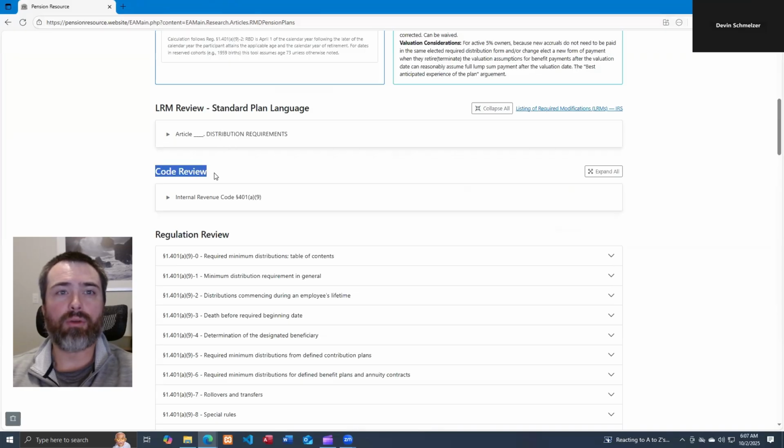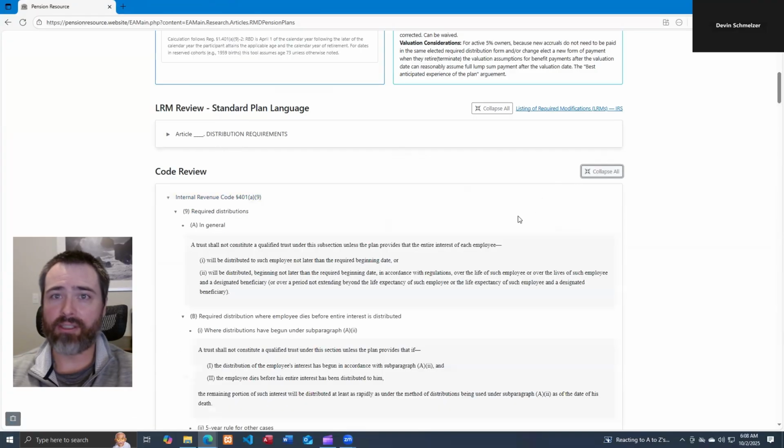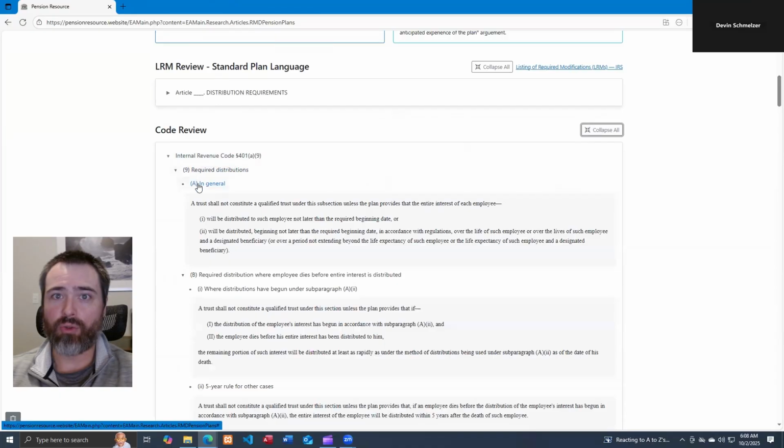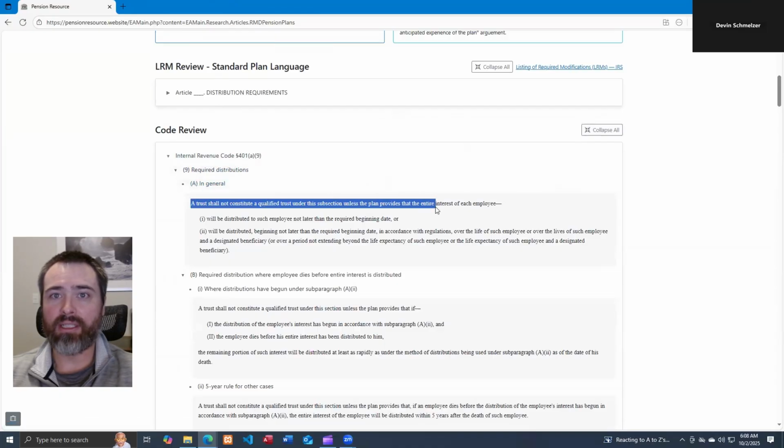Here is Internal Revenue Code 401(a)(9). Let's review it in detail. 401(a)(9)(A) says a retirement plan isn't qualified unless it pays the entire interest to the employee no later than the required begin date, or pays their interest over the life of that employee and their beneficiary as required by the regulation. Now, what does that mean?